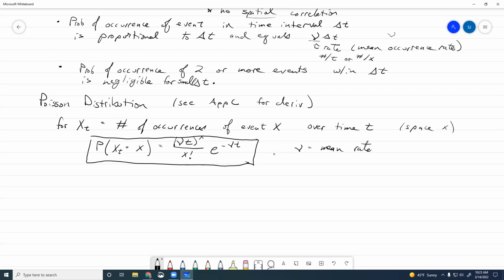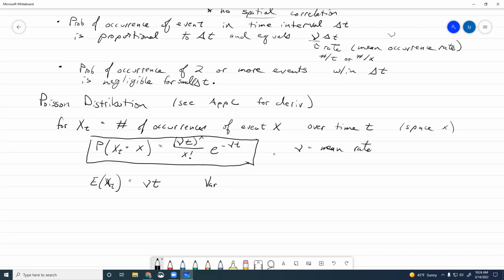And you can do the calculus to prove it to yourself, but we'll just say the expected value of x sub t is equal to the mean rate times the time. So if I have a mean rate of 10 times per minute, and I want to know the expected number of occurrences over an hour, then I would say 10 times per minute times 60 minutes. So 600, I would expect to see this thing occur 600 times in an hour.